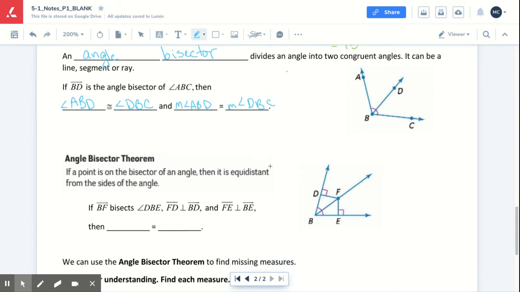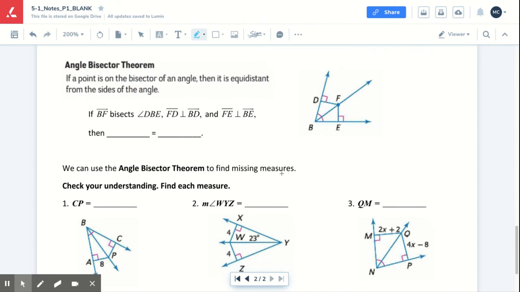All right, so that brings us to another theorem now, the angle bisector theorem. It says if a point is on the bisector of an angle, then it is equidistant from the sides of the angle. So if we have an angle bisector here, and we've got a point that's on it, then the shortest distance to each of the two sides is going to be congruent. So this and this would have to be congruent according to this theorem.